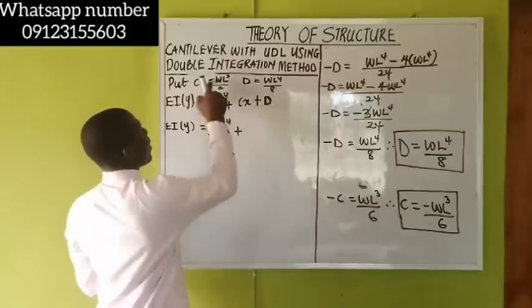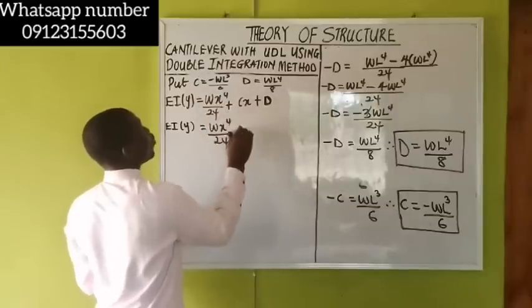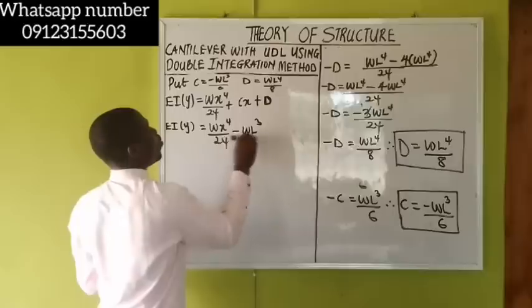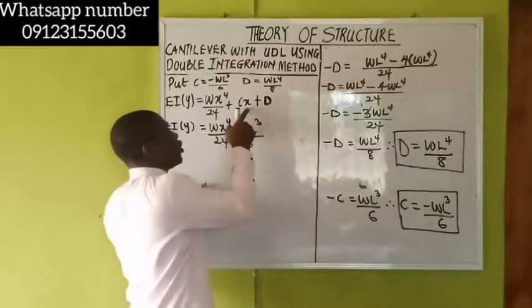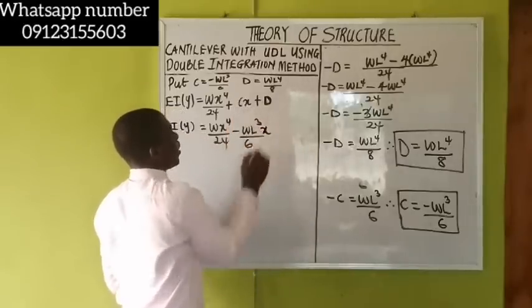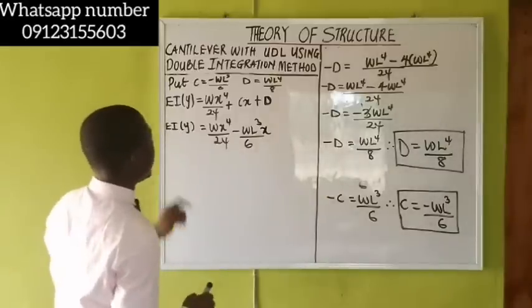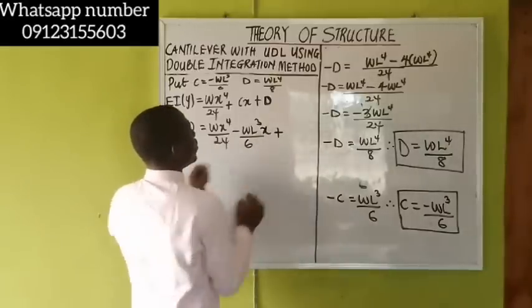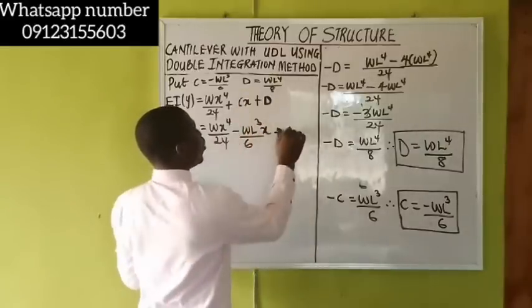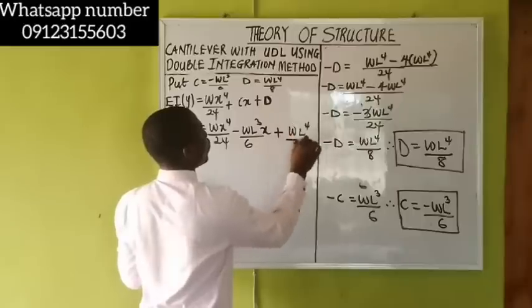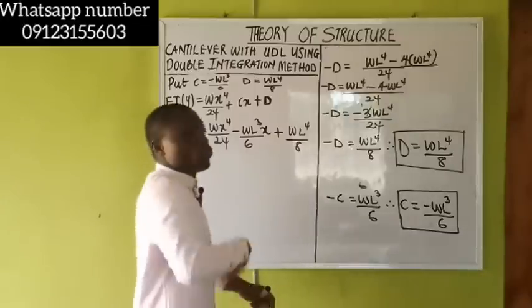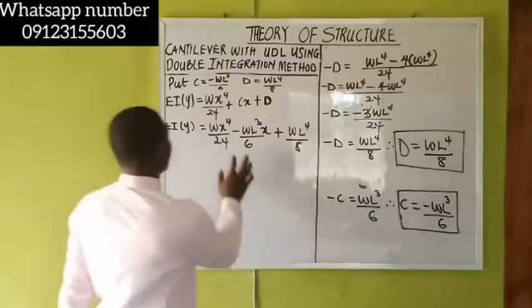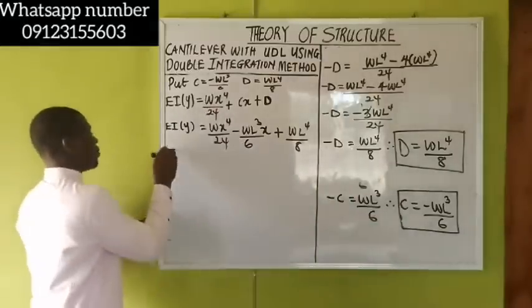That becomes EI into Y is equal in value to Wx to the power 4 over 24 plus C, which is minus, ignore this sign, minus Wx to the power 3 over 6. There's an X attached to it, put your X back. Plus D. D is Wx to the power 4 over 8.